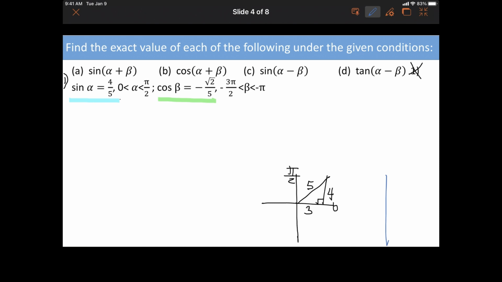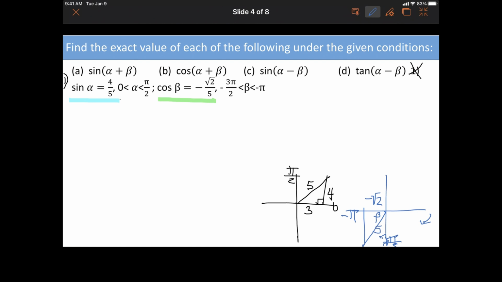All right, for our second angle, it's beta, and it's going to be in, what quadrant is that? So we're going negative, so that's that direction. So that's negative pi to negative 3 pi over 2. So that's going to be our third quadrant. So beta is here. So cosine is adjacent over hypotenuse. So it's going to be negative root 2 for adjacent and 5 for the hypotenuse.